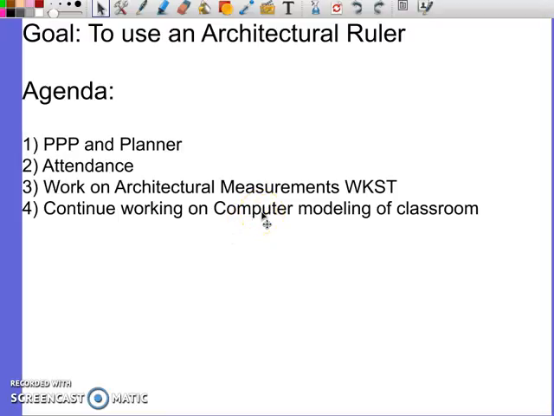I was in there yesterday. It seemed like most of them were working, but I'm going to make a video on using Revit today that I'll post for you to use for tomorrow to finish out making your classroom.